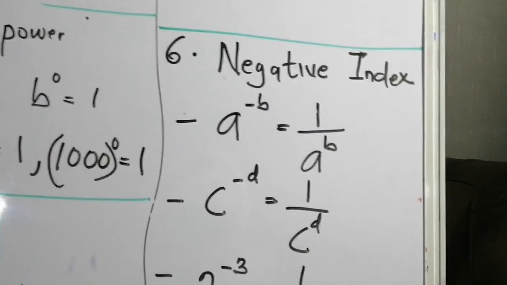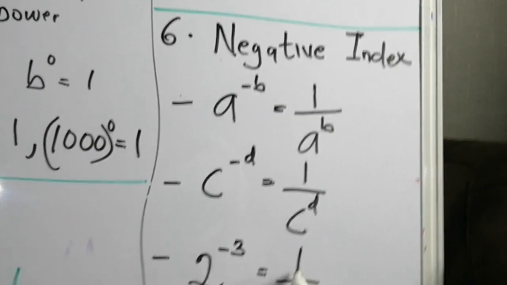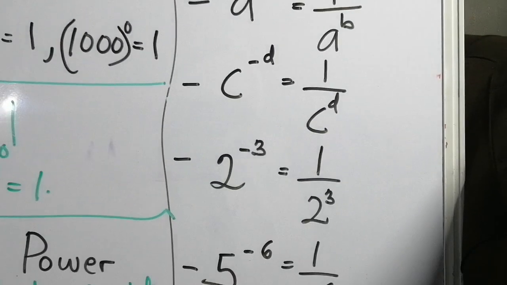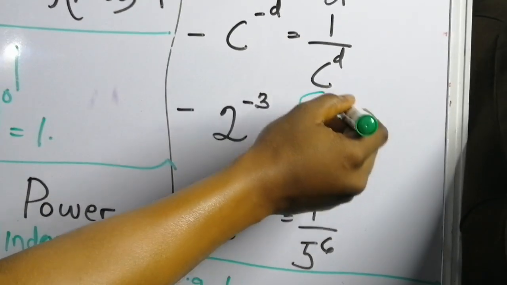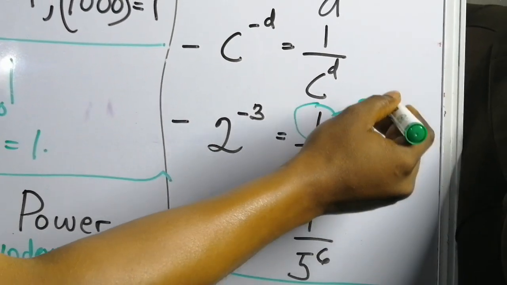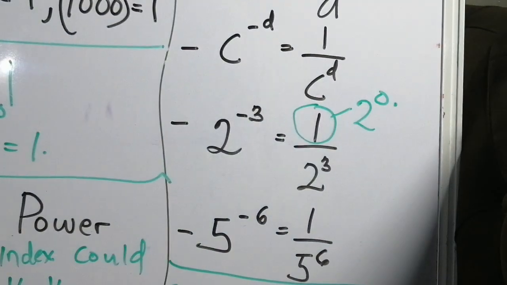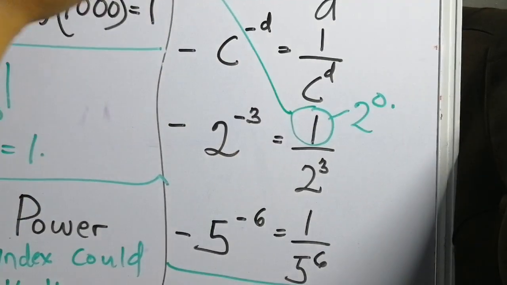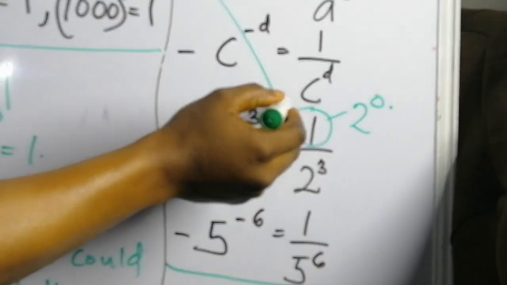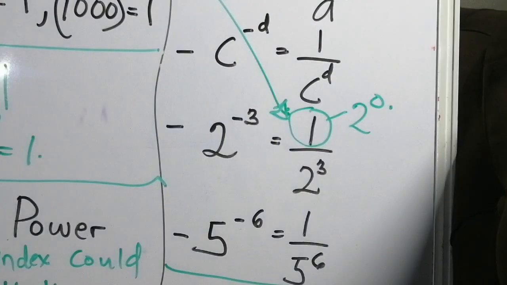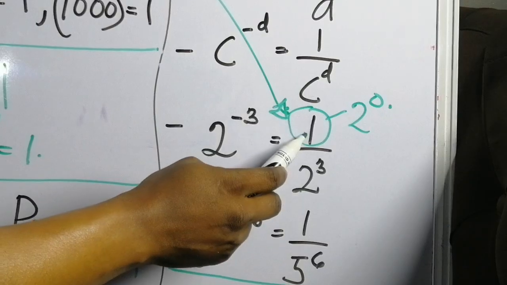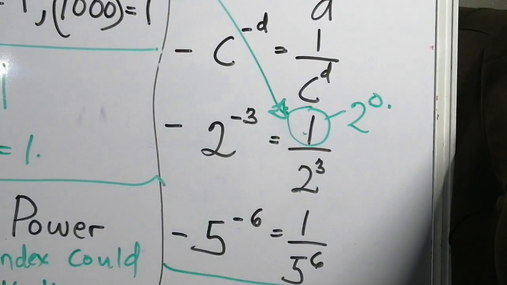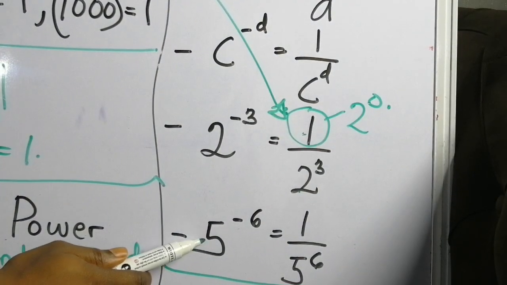So if I want to do it here now, I can change this one based on what I just mentioned in the zero power law. I can change it to 2 raised to power 0, which is still the same thing based on what we have as the zero index law. So those laws are interrelated. So 1 over 2 raised to power 3, I can change this to 2 raised to power 0, which is still the same thing as 1.